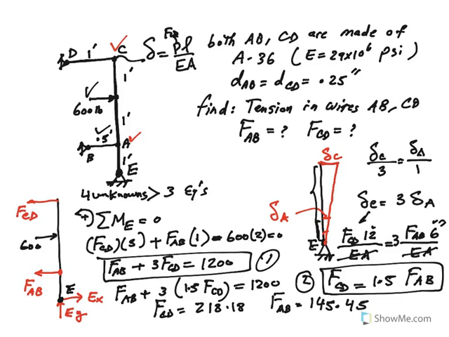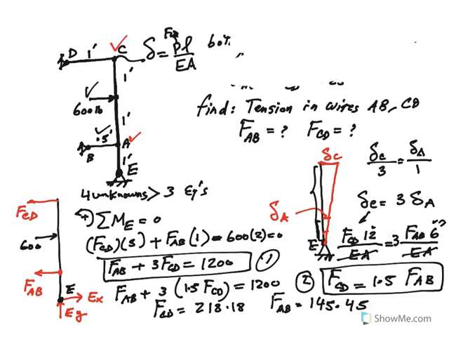And now, if you want to find, say, the deformation of wire AB, let me just erase here and show you how we can do this. So for example, let's say you want to find delta B. So you say this is FAB, sorry, times the length of AB divided by EA.